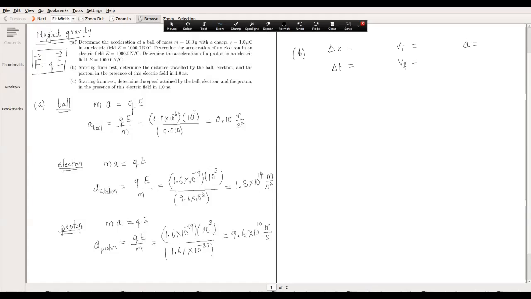Acceleration for the ball is 0.10 meters per second squared. Initial velocity is 0 for all three of them. In part B, time is given, so it's 1.0 nanoseconds, 10 raised to minus 9 seconds. We are interested in determining the distance traveled. V final is the missing variable, and the equation we use is delta x equals V initial delta t plus half a delta t squared.